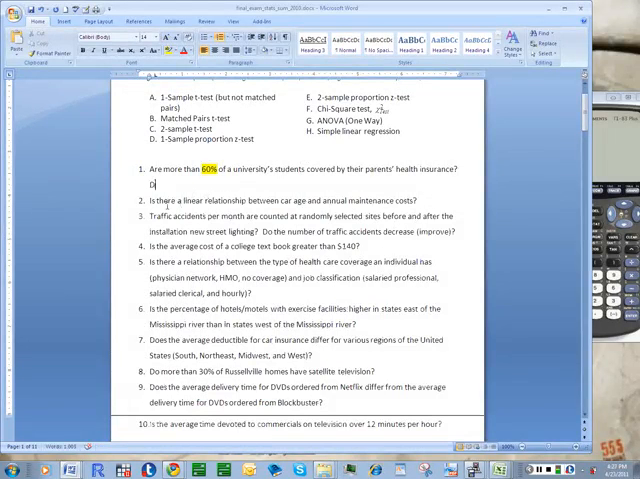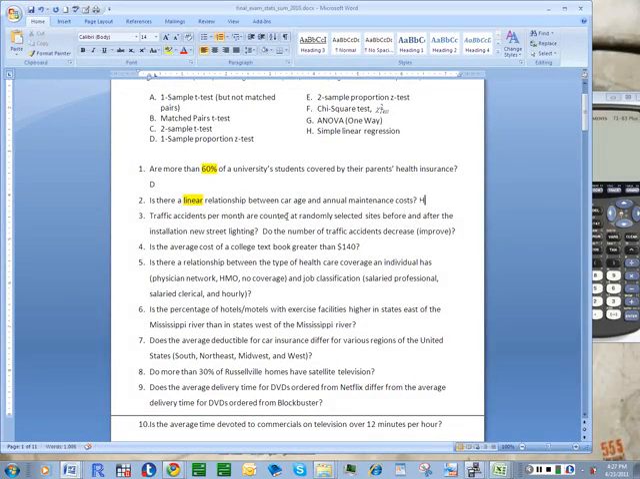So is there a linear relationship? The key word in there is linear. And of course those are quantitative variables. Car age, measure that in 1 year, 15 months, whatever. And maintenance cost, of course, cost, that's quantitative. But anyway, that's H, simple linear regression.